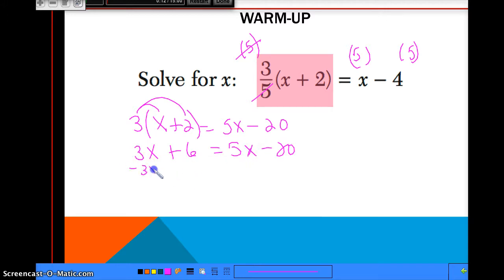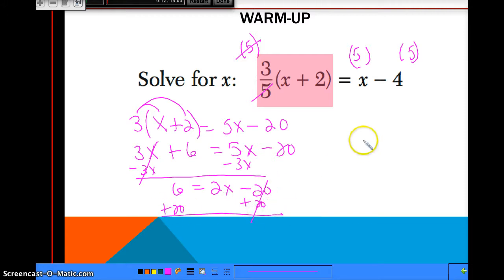Subtract 3x from both sides, getting our like terms together. We end up with 6 is equal to 2x minus 20. Let's go ahead and add 20 to both sides. That will give me 26 is equal to 2x. Divide both sides by 2, and we end up with x is equal to 13.